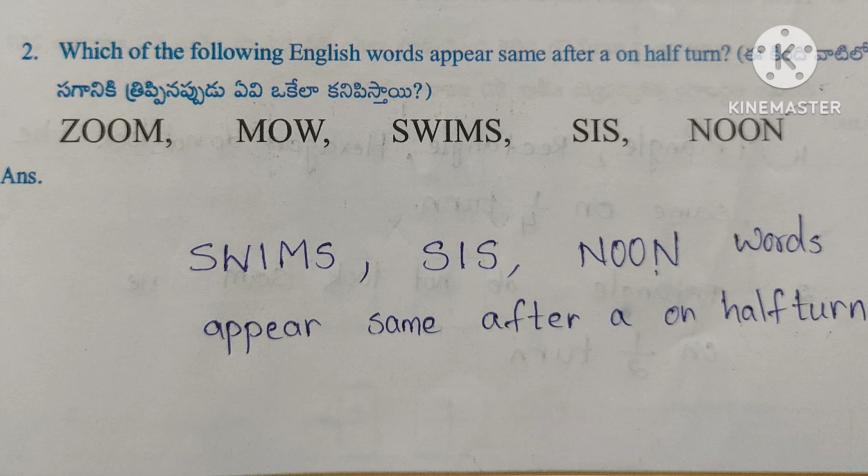Question number 2. Which of the following English words appear the same after a half turn? Here the given words are ZOOM, MOW, SWIMS, SIS and NOON. Here SWIMS, SIS and NOON appear the same after a half turn.